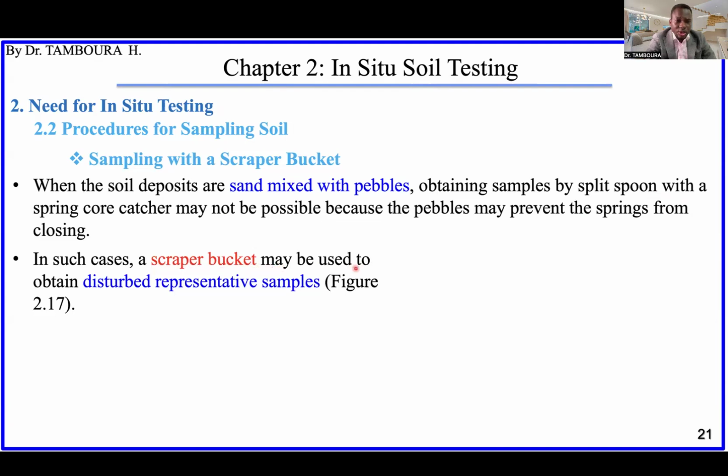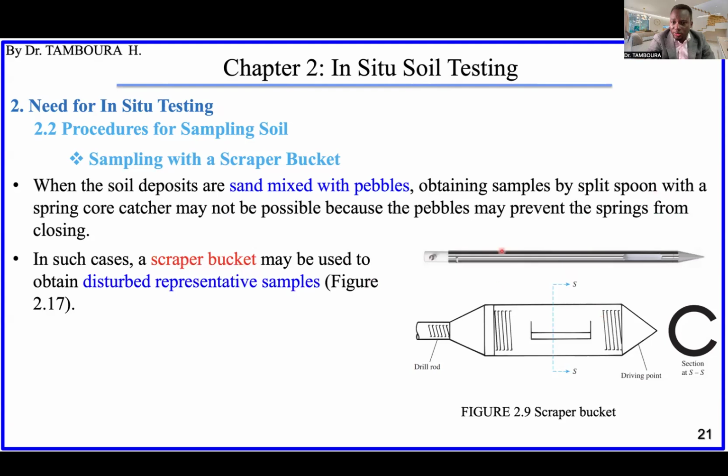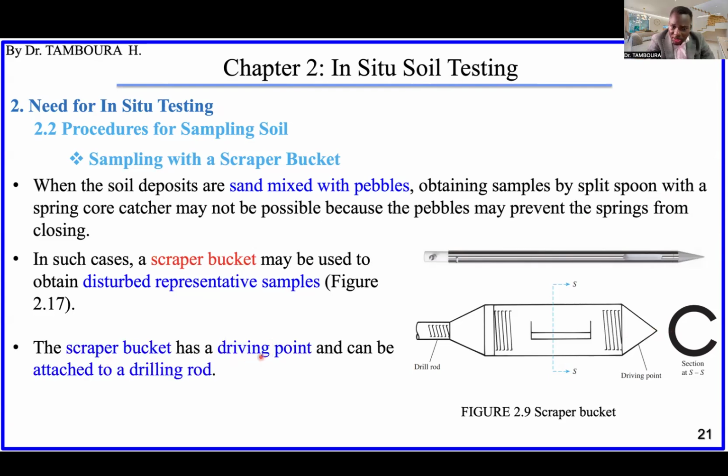This sampler is maybe used to obtain a disturbed representative sample, but it will still be a disturbed sample, okay? Here is a photo and a drawing of this sampler. This cross section is like a C. So you can see there is an opening here, and it has a driving point, okay? It can be attached to the drilling rod, the same rod you are using for SPT, for example. You can see here the opening.